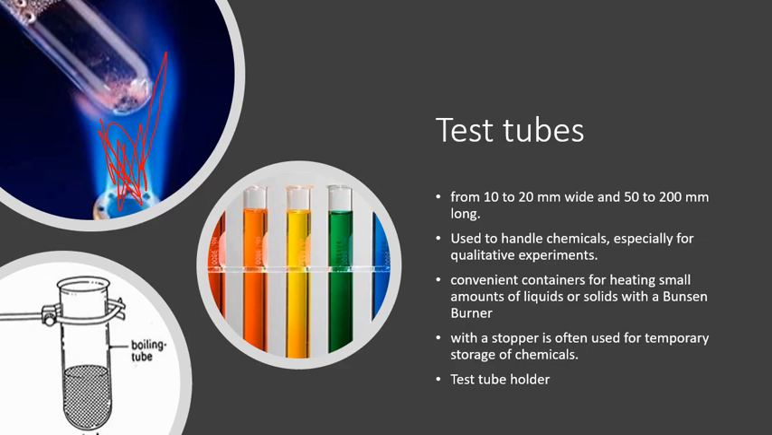And this is a huge test tube. This is a boiling tube in the bottom left. So that's just another type of test tube. And with a stopper, it is often used for temporary storage as well. And this thing is an example of a test tube holder that you would hold the boiling tube with.